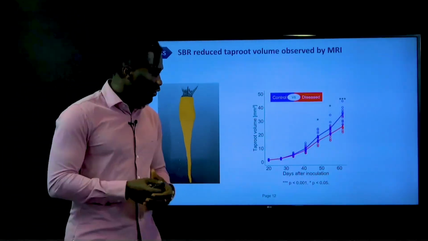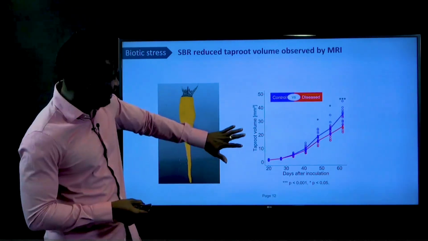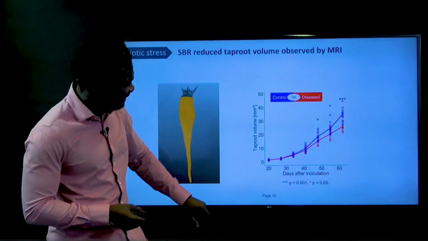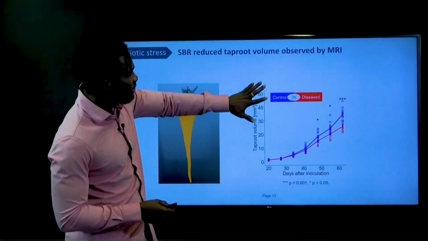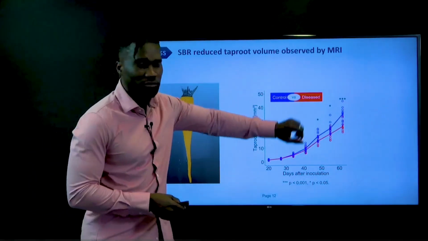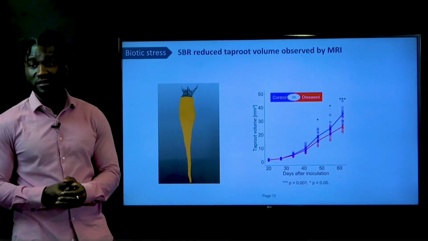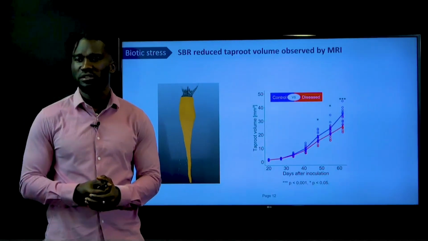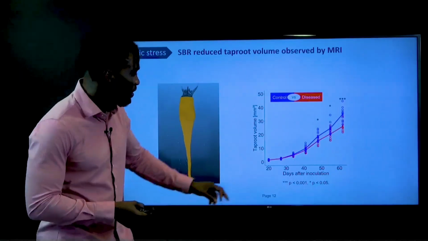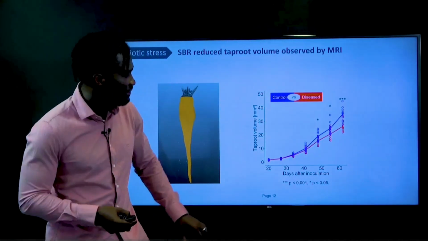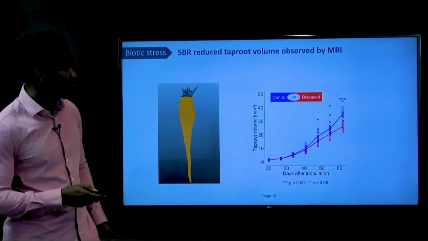From this, we could observe the temporal development of the taproot. On this figure, I'm showing taproot volume on the vertical axis and days after inoculation on the horizontal axis. Of course, the control is rendered in blue and the disease samples are rendered in red. Here, we have observed that the presence of the SBR pathogens caused a progressive reduction of taproot volume from 49 days after inoculation, and this continued until 63 days after inoculation.